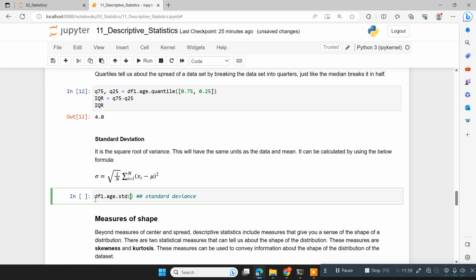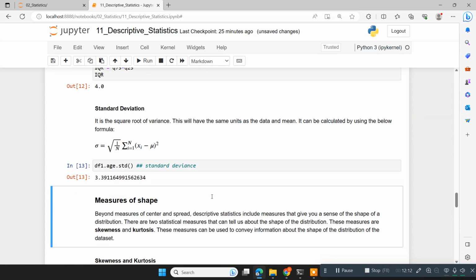You can do the manual calculation, but here we don't have to do it manually, so we have a direct method. STD stands for standard deviation. So the standard deviation on A is 3.39.